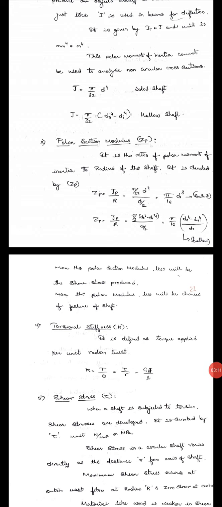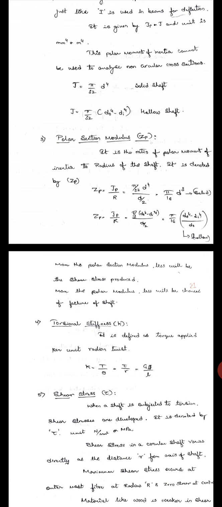Next, third one, polar section modulus, that is Zp. It is a ratio of polar moment of inertia to the radius of shaft. It is denoted by Zp. Zp is Jp by R. R is radius of the shaft. So pi by 32 d raised to 4 upon d by 2. We get pi by 16 d cube for solid shaft.